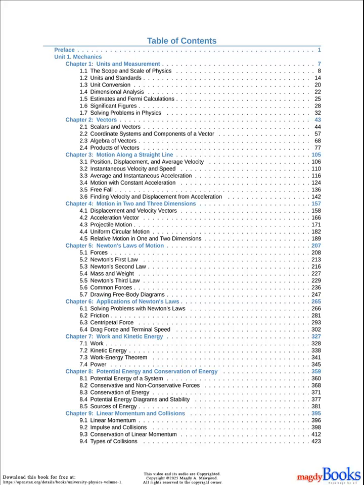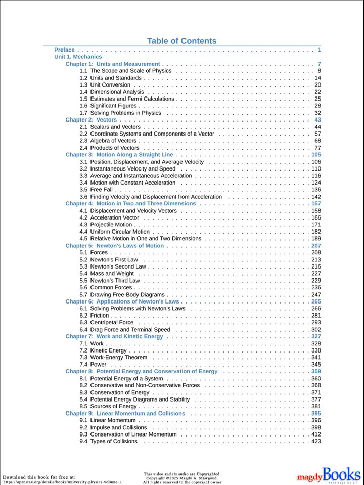Chapter 8. Potential energy and conservation of energy. 8.1. Potential energy of a system. 8.2. Conservative and non-conservative forces. 8.3. Conservation of energy. 8.4. Potential energy diagrams and stability. 8.5. Sources of energy.